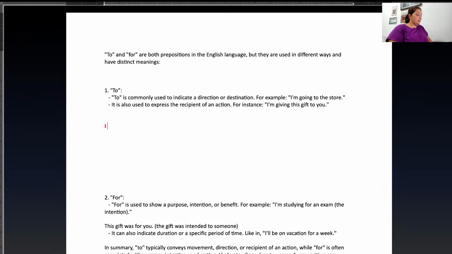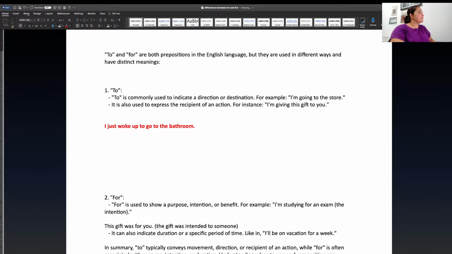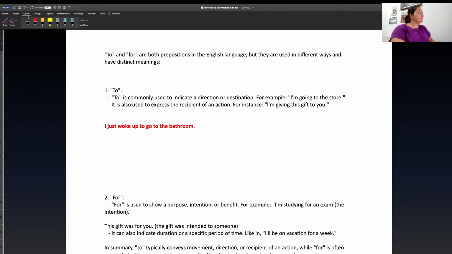Here, I just woke up to go to the bathroom. All right, so I just woke up to go to the bathroom. Okay, so here we have a phrasal verb.